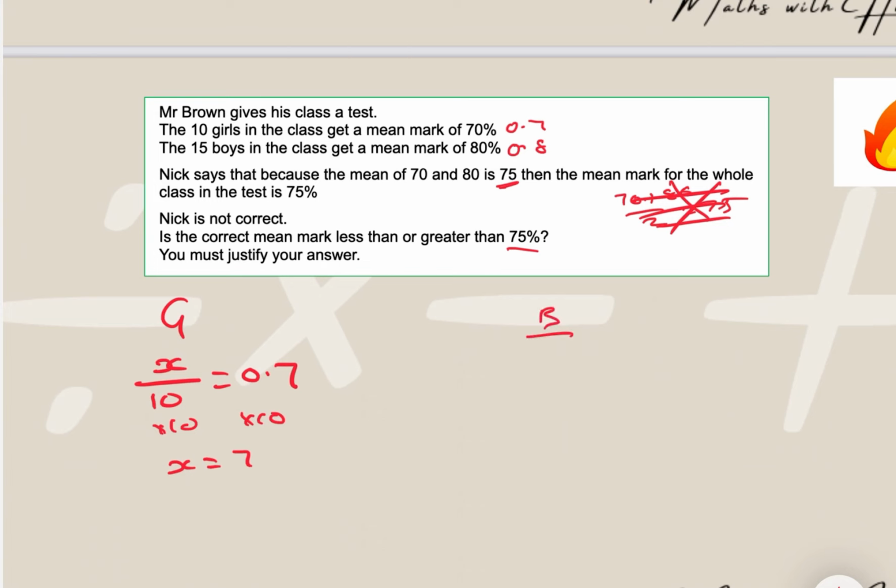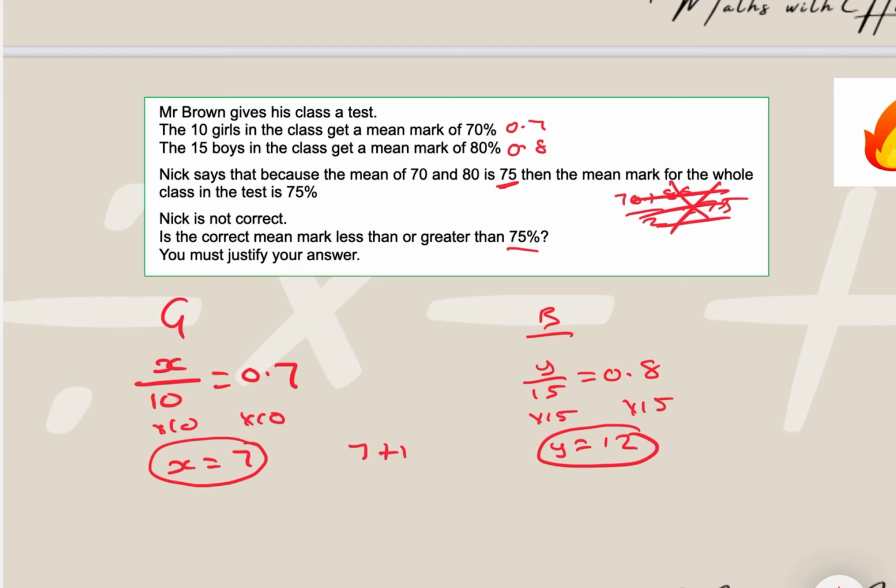Then if I look at the boys, I'm going to call it Y, but there's 15. So if I add up all the boys and divide by 15, their answer was 0.8 or 80%. So if I times by 15 on both sides, that means the boys' grades added all together is 12 or 1,200, depending on how you wrote it. So now I know what the girls and the boys add up to. I can add them together and divide it by how many students we have in total, which is 25. And that will give me the mean of the whole class.